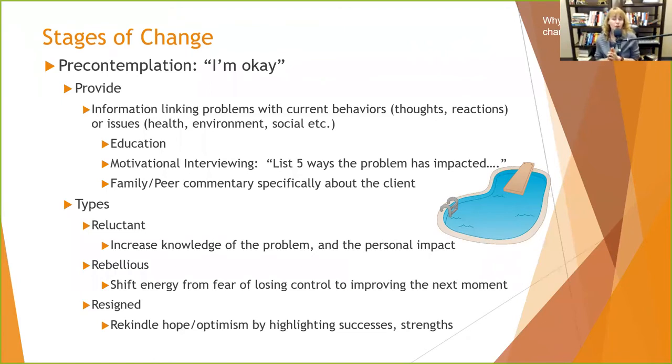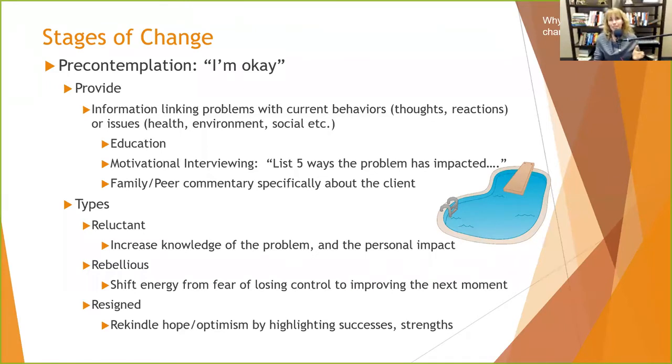You can use motivational interviewing and have them list 5 ways that their problem, whatever brought them to counseling that day, has impacted their family, their work, their health, etc. And you can also solicit family or peer commentary specifically about the client. If you've got collateral sources, you can use that information. If you don't, you can say, what would your mom say? What would your best friend say? And see if they can step out of themselves to identify what other people's perspectives might be.